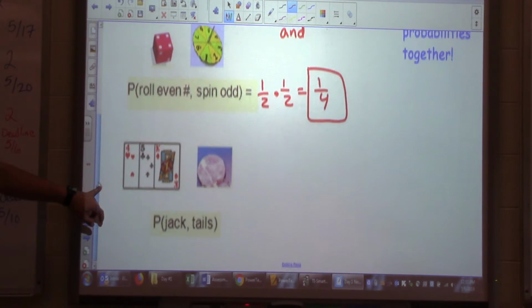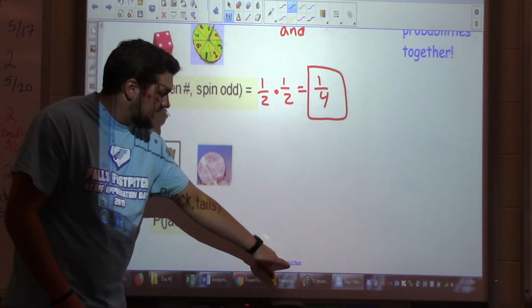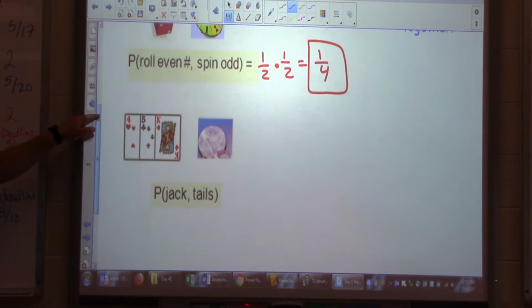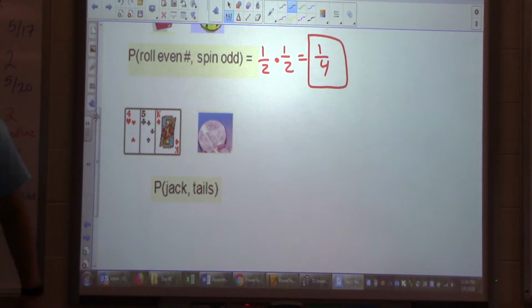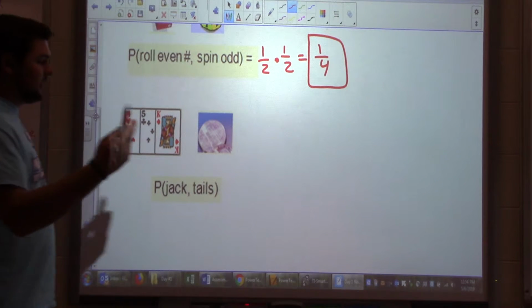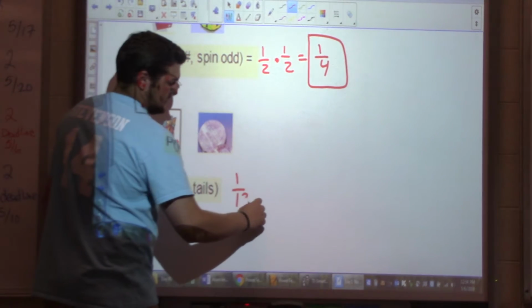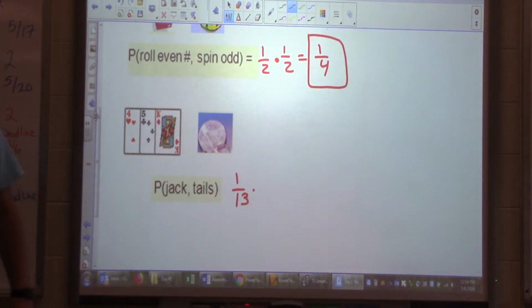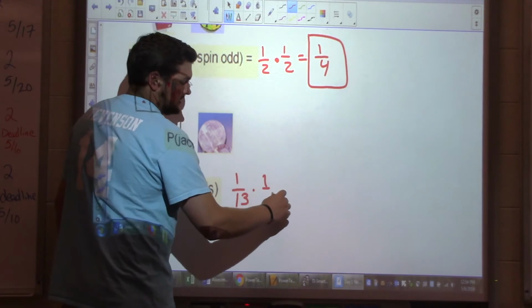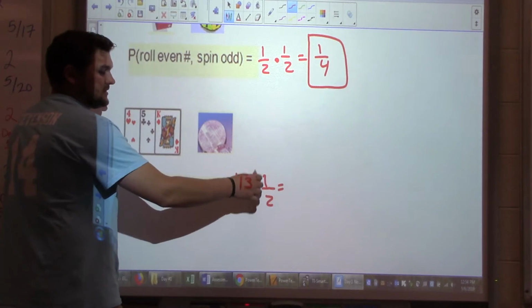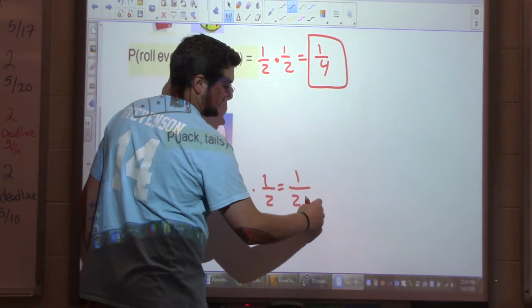Okay. What about picking a jack and flipping tails? Well, what's the probability I pick a jack out of the cards? 4 out of 52, which is the same as 1/13. Times, what's the probability I flip tails? 1/2. So 1/13 times 1/2 is 1/26.